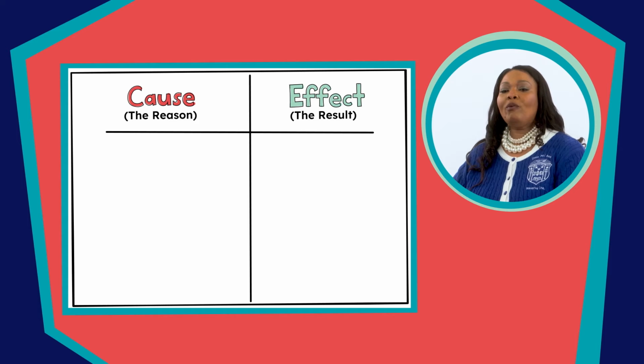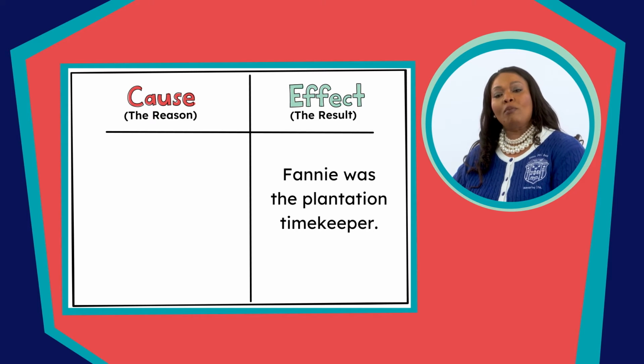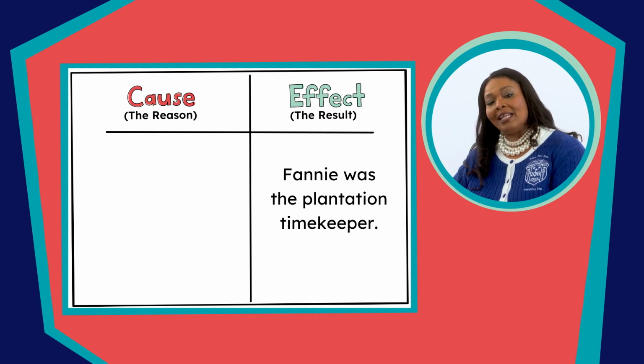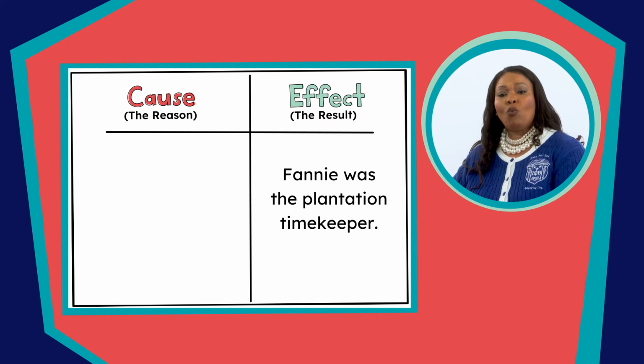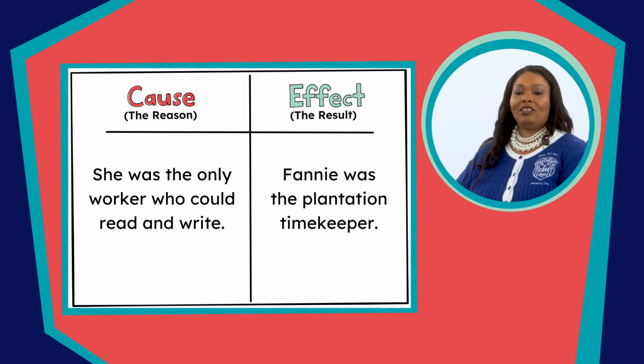Great. We will write that Fannie Lou was a plantation timekeeper. But wait, what are we missing? The cause. Remember, the cause is the reason why the effect happened. So why was Fannie the timekeeper? What caused her to be the plantation timekeeper? Shout it out. That's right, she was the only worker who could read and write. Let's add that to our T-chart graphic organizer under the cause.